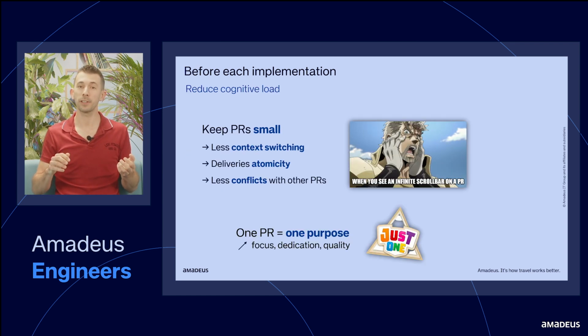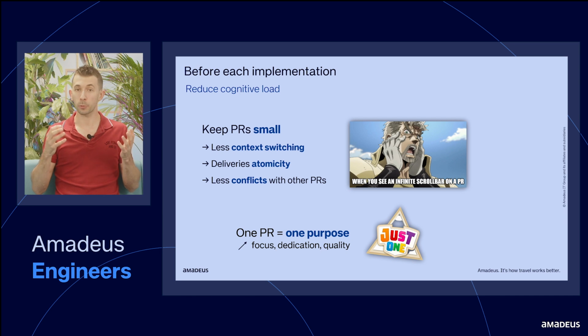You have to organize your implementation in a way that will reduce the cognitive load that you put on the reviewer's mind. How can you do that? By following two best practices that are kind of linked together. The first one is to keep all your PRs as small as possible. When you have a small PR, it's easier to review, smoother and faster, and that's exactly what we want.